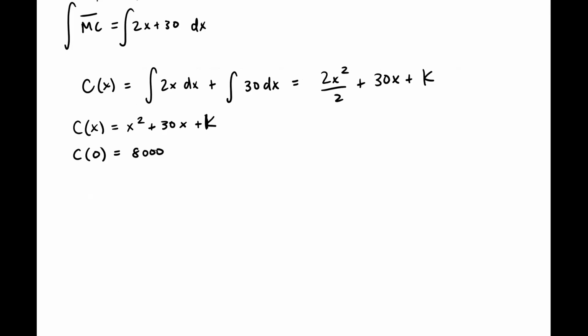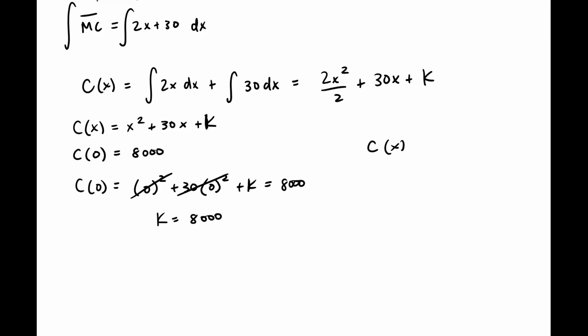So that's helpful because if we plug in 0 for x, the output is 8,000, and these terms will disappear, so we just end up getting k is equal to 8,000. That means that our total cost function is equal to x squared plus 30x plus 8,000.